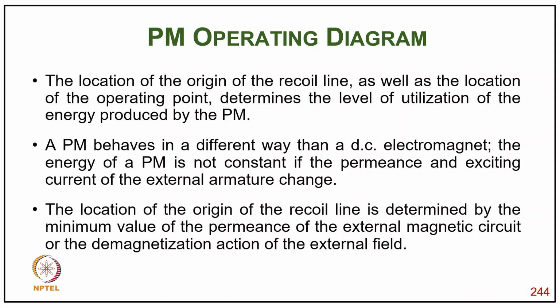The energy of a PM is not constant, and if the permeance and exciting current of the external armature change, the location of the origin of the recoil line is determined by the minimum value of the permeance of the external magnetic circuit of the demagnetization action of the external field.